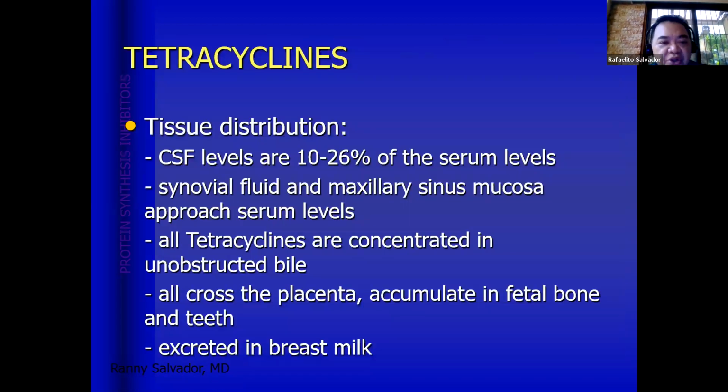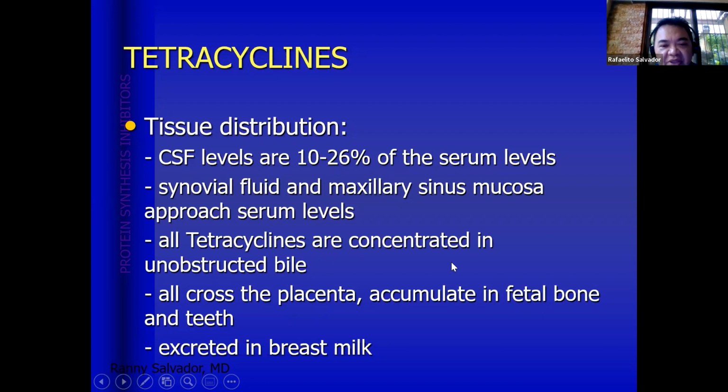So for tissue distribution, CSF levels are 10 to 26% of the serum levels, but we don't use that for meningitis, no? Gamay na siya. But here, if you look at this, tetracycline, but especially doxycycline, it can be used for respiratory tract infection because if you look at this, the maxillary sinus mucosa levels approach serum levels. So, ga-penetrate sa maxilla and in the other respiratory tract system that we have. So, pwede siya sa respiratory tracts.